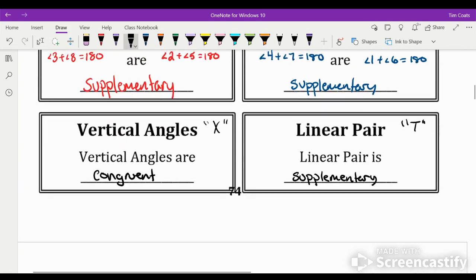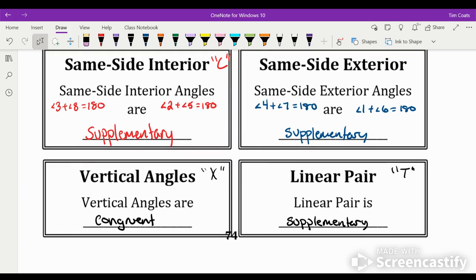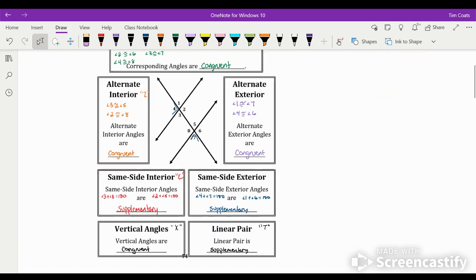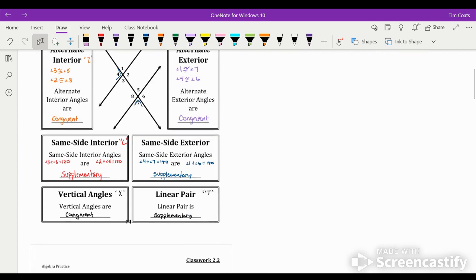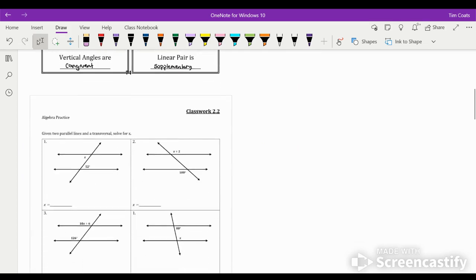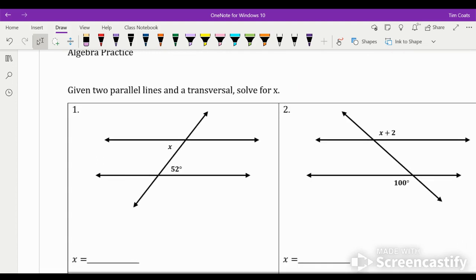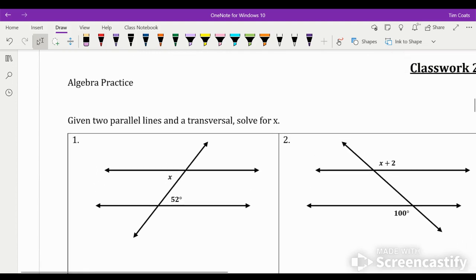So how are we going to use this information? One, you really need to know these, because if you don't know these, you won't be able to do problems. It's also going to be very important to know these next time you come to class. But how will we use these in problems? If we look at the problems on the next page, we can see we're going to be given parallel lines with the transversal and some angles to find.